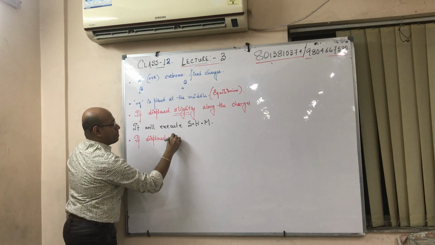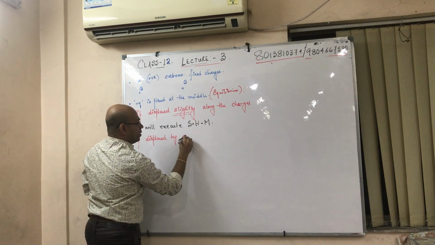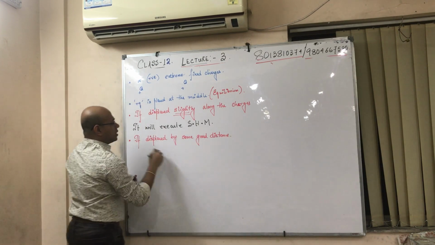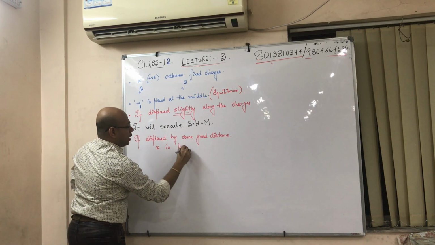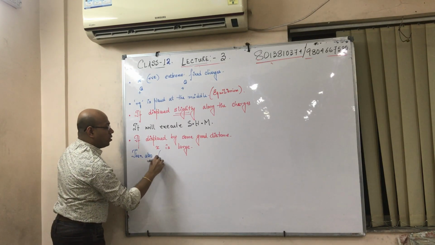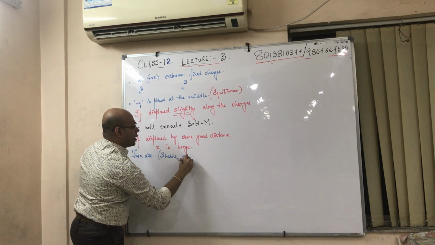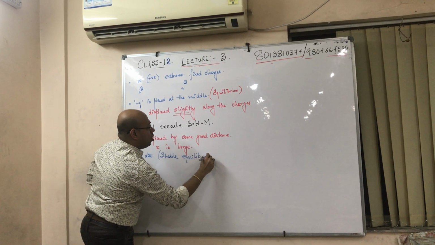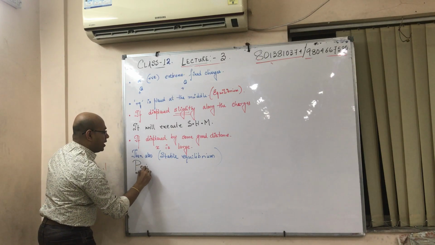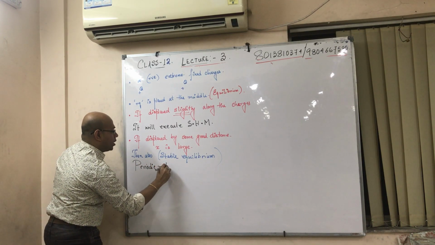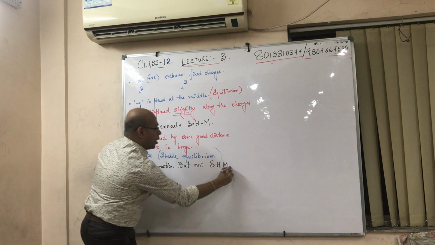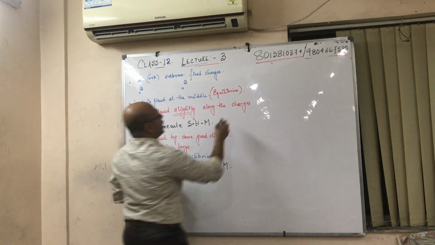Now, if displaced by some good distance, meaning x is large, then also it is a stable equilibrium, but not SHM. It will be periodic motion but not SHM.